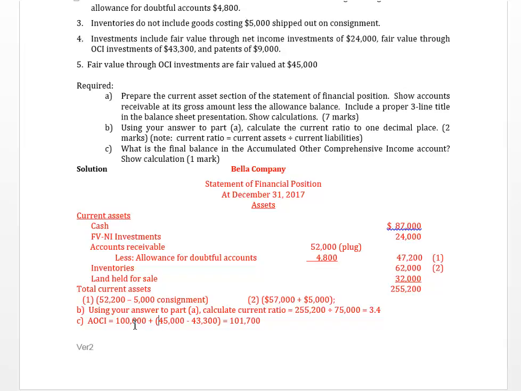Remember we said OCI is to AOCI as income is to retained earnings. Any gain or loss on a fair value through OCI investment shows up in the statement of comprehensive income as other comprehensive income. So therefore, when that OCI account gets closed out to AOCI, it updates it. And in our case, we put $1,700, which is the difference between the ending balance of that investment at $45,000 and the balance we had, $43,300. That $1,700 balance is added to the original balance of $100,000 to give you $101,700.